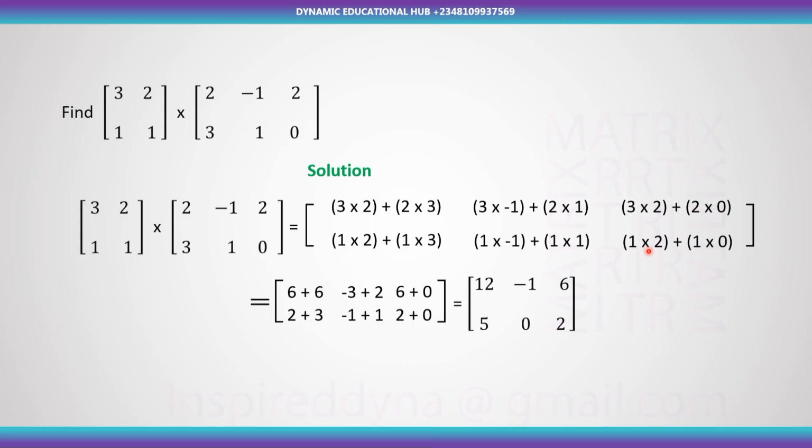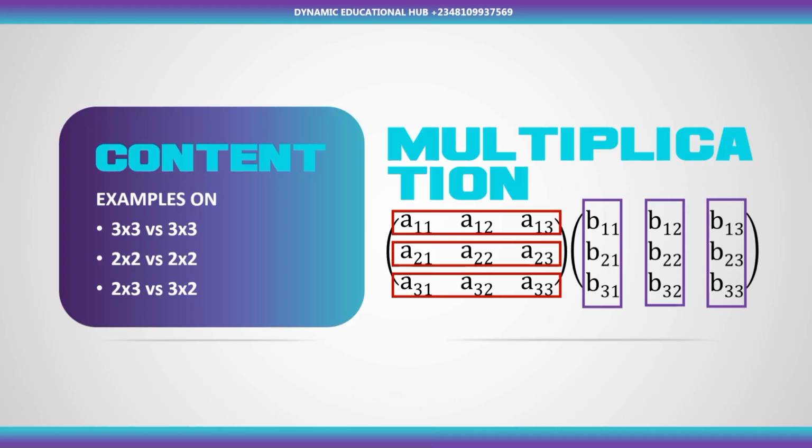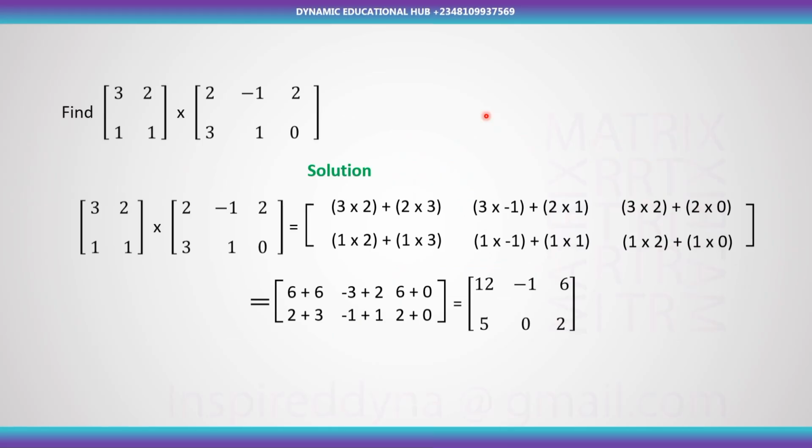You can see that multiplication of matrix is actually simple and straightforward. You can have 4 by 4 multiplied by another 4 by 4. You can have different orders and you multiply them together. Just check if the two matrices are compatible, if the columns of the first matrix are the same as the rows of the second matrix. I've made a video on that. You can watch that video.